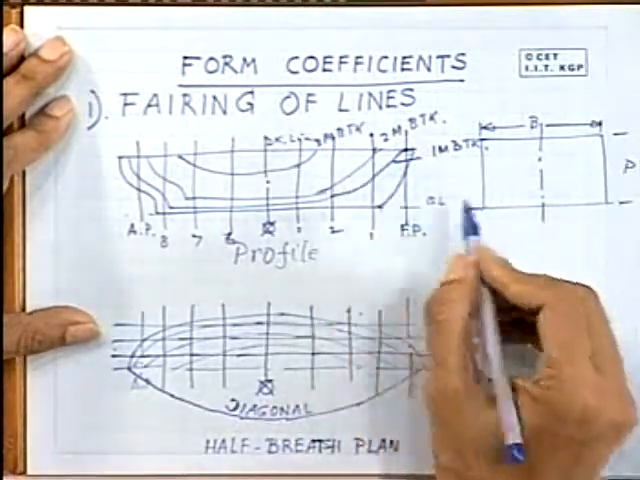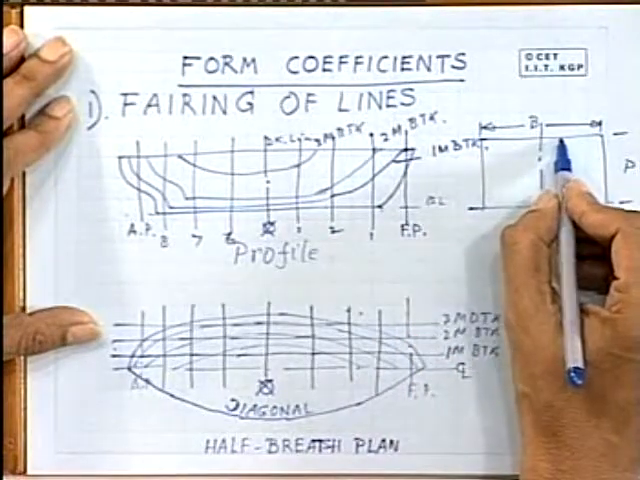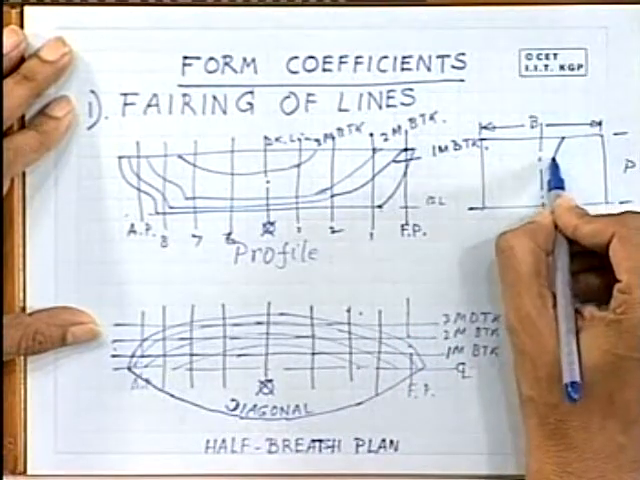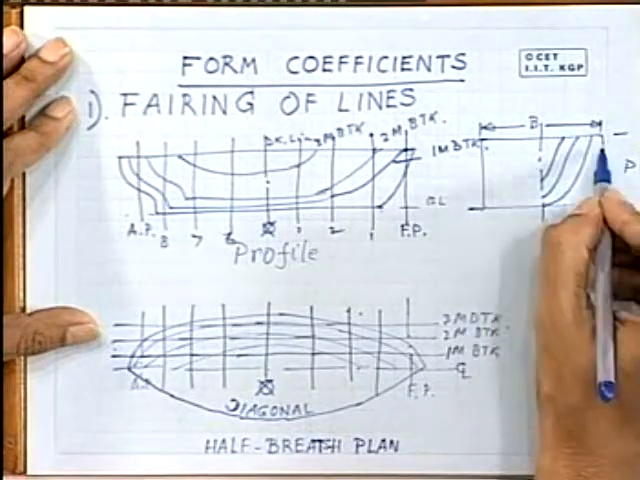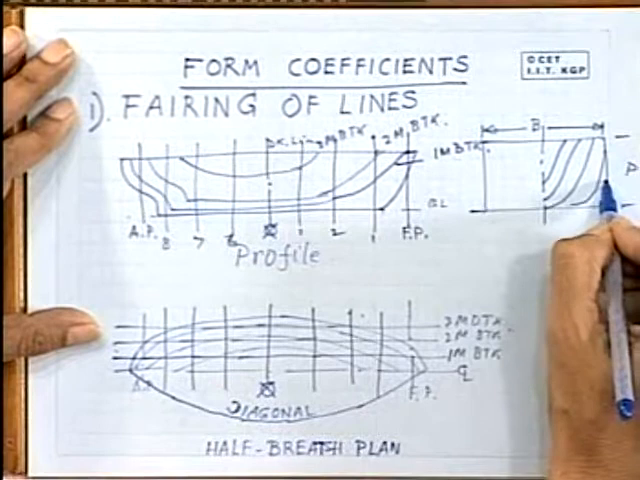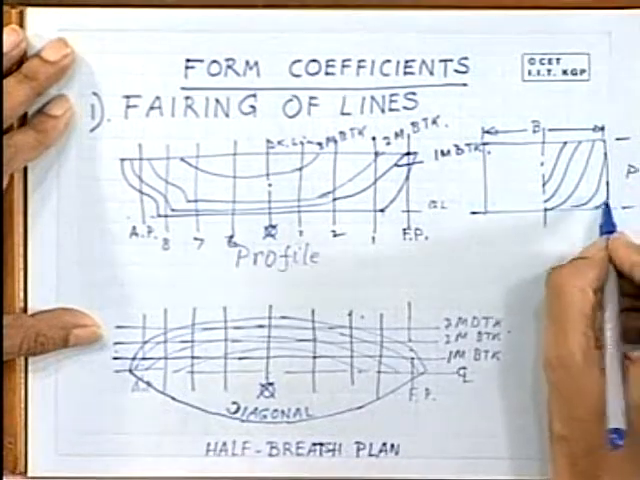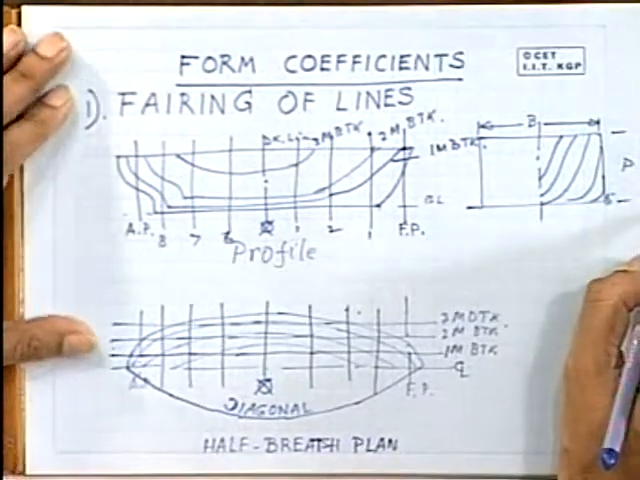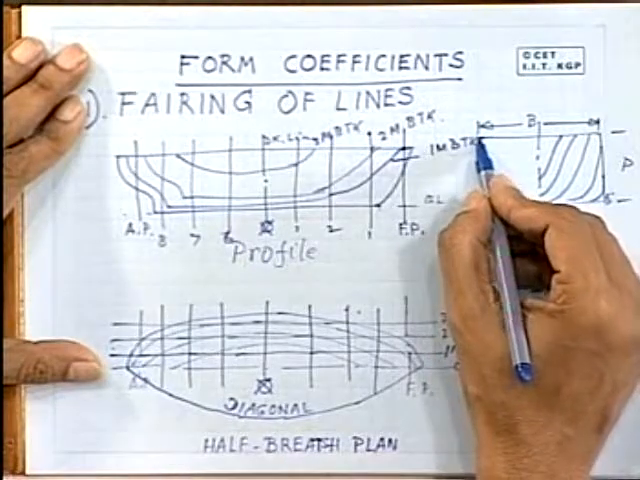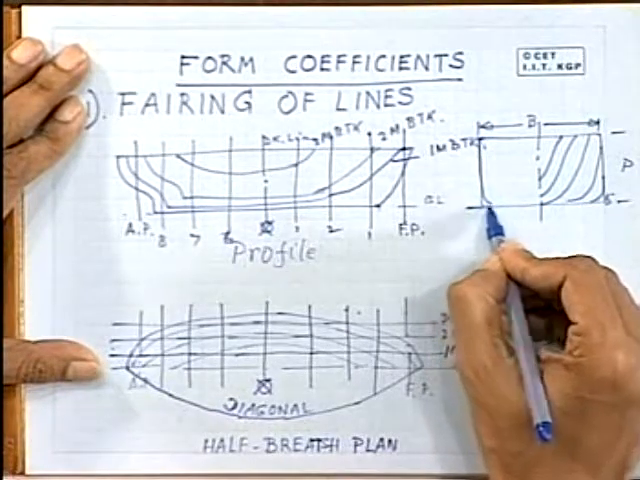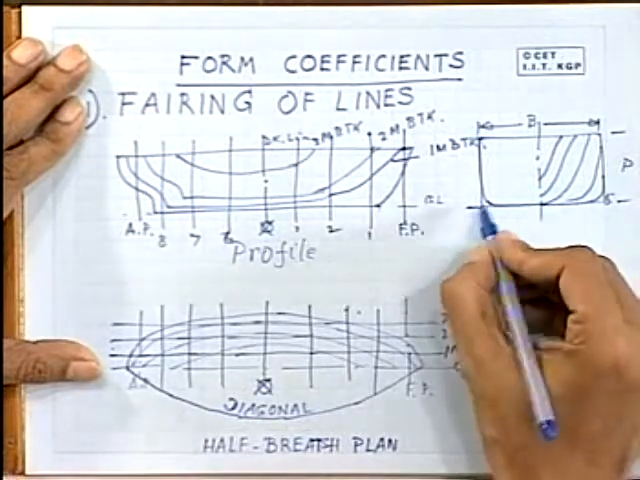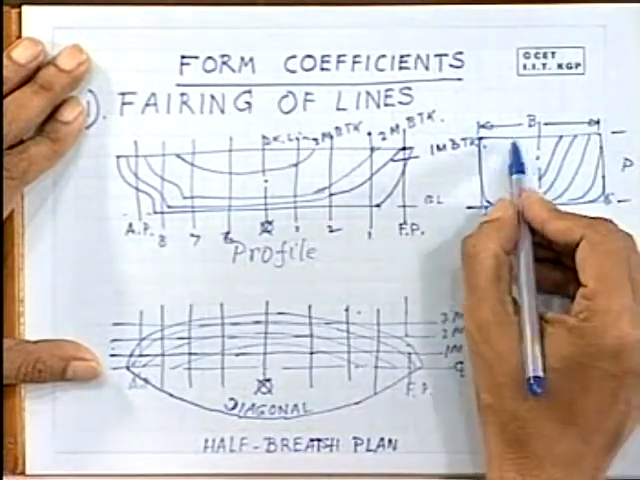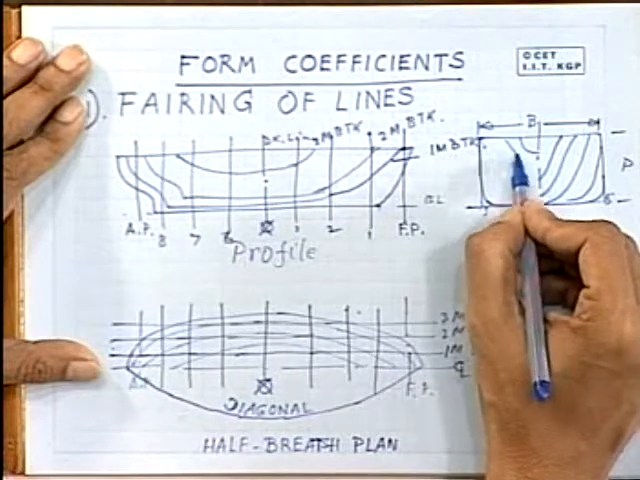Now here you can draw the stations. The forward sections are drawn on the right hand side and the aft sections are drawn on the left hand side of the drawing. But station number 5 has to be repeated both on the right hand side as well as on the left hand side for continuity's sake. So this is station number 5. So here the aft sections are drawn.